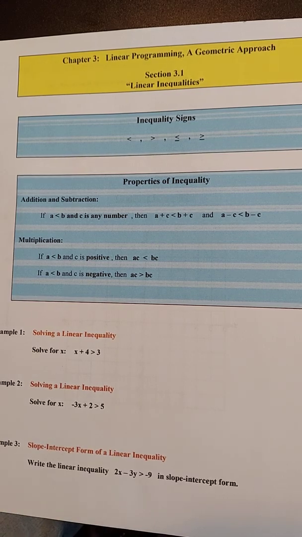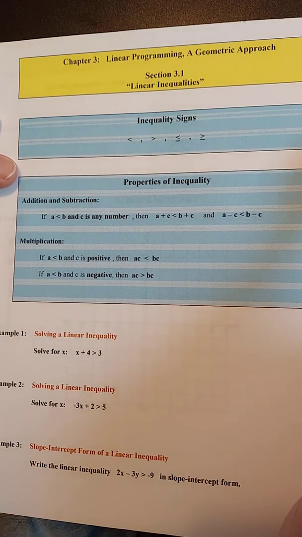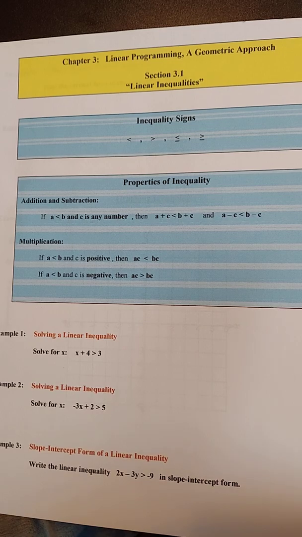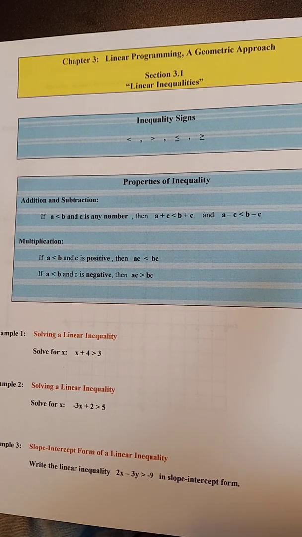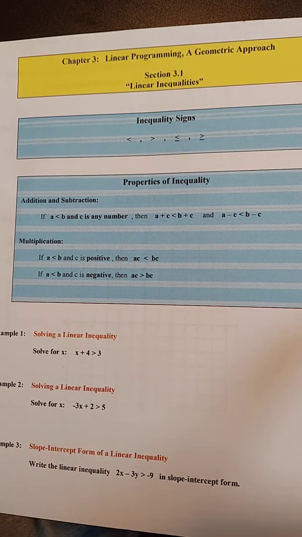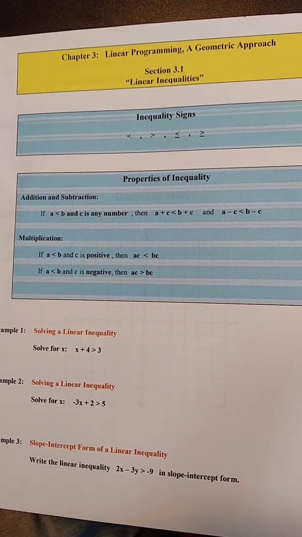Okay, we're getting ready to start chapter 3. And in section 3.1, we talk about linear inequalities. Just to give you an idea of what chapter 3 is about, we're going to talk about linear programming, which has to do with solving systems of inequalities. So basically, you've got several different inequalities, and you're trying to find the solution that works for all of them. There's two main ways of finding that.